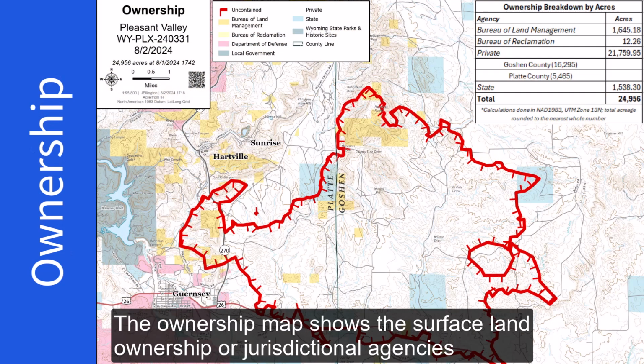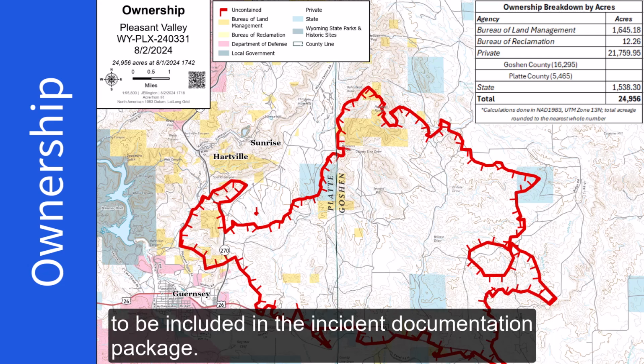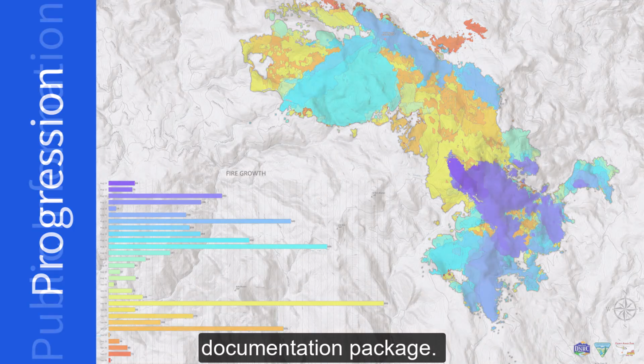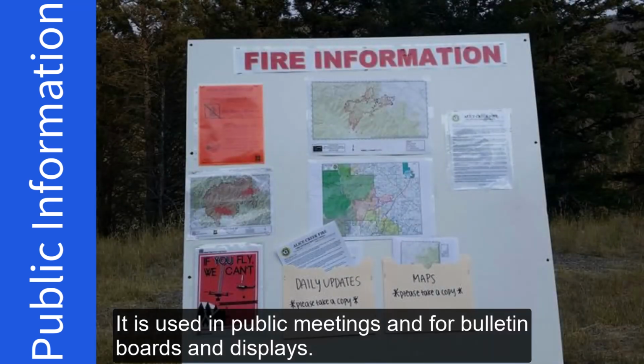The Ownership Map shows the surface land ownership or jurisdictional agencies for the area impacted by the incident. It is used to determine incident cost sharing and is required to be included in the incident documentation package. The Progression Map shows the areas affected by the incident over time. This map is also required to be included in the incident documentation package. The Public Information Map keeps the public informed of the incident's location. It is used in public meetings and for bulletin boards and displays.